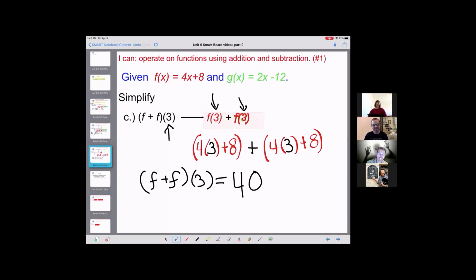Awesome. That's all for today. Good luck. Next up, functions with variables.